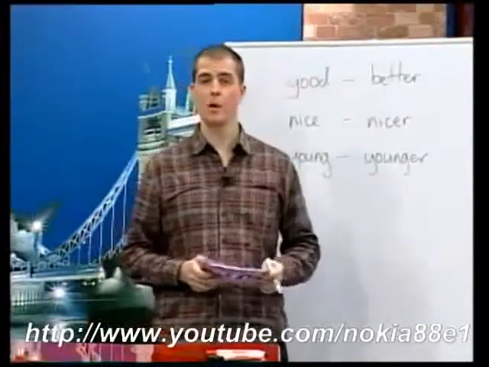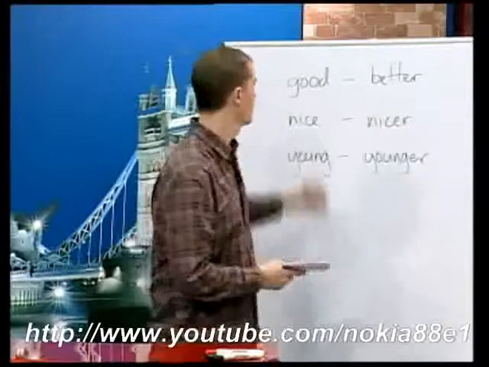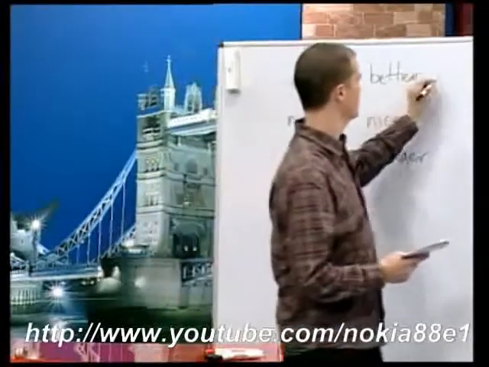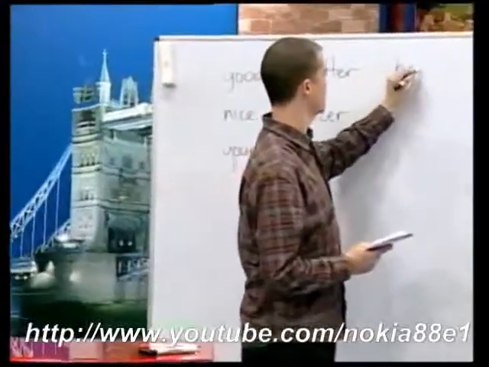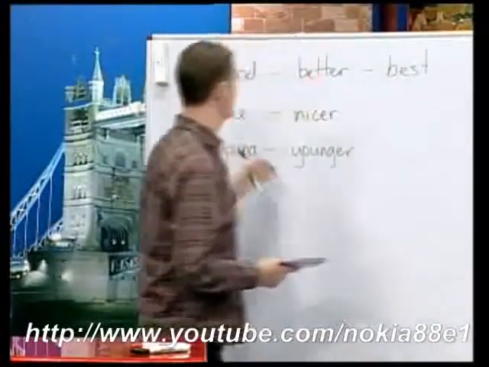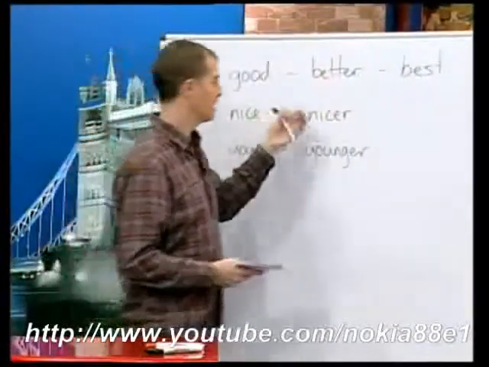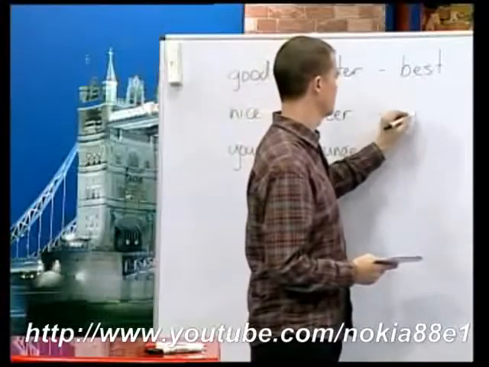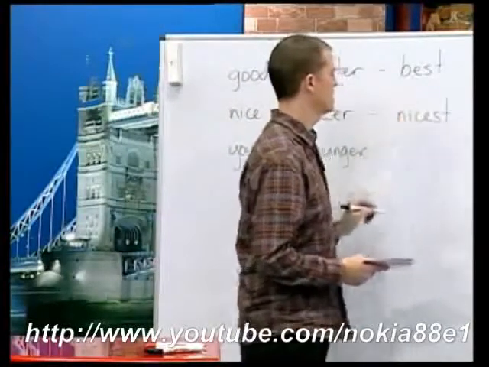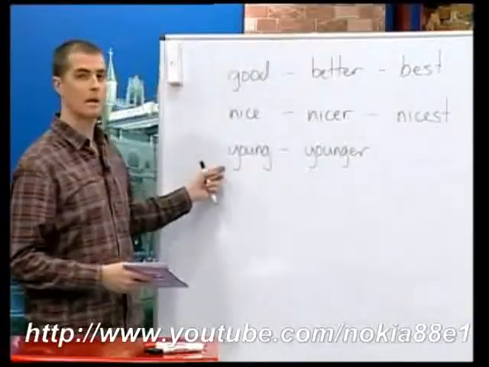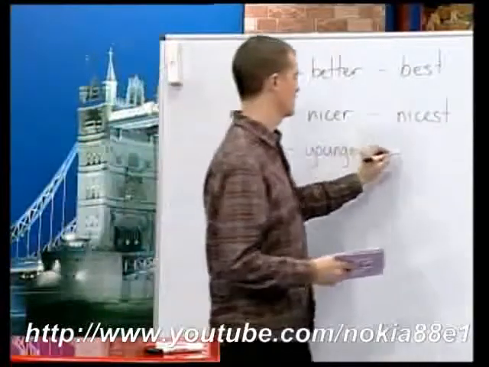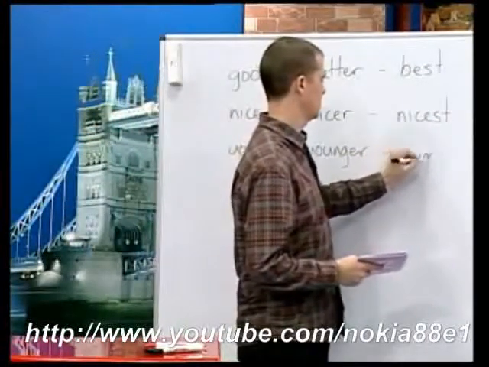Adjectives can also be made superlative. Good, better, best. Nice, nicer, nicest. And young, younger, youngest.